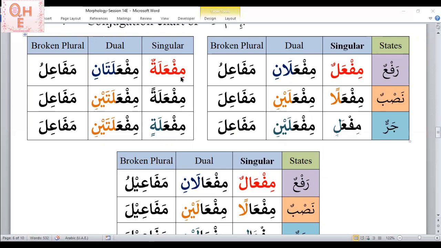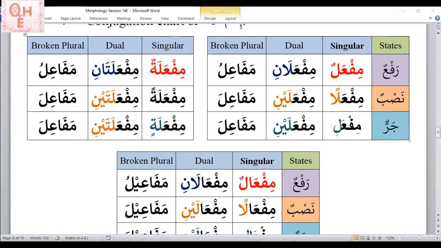Now for the next pattern, mif'alatun, mif'alatani, mafa'ilu. For nasb, mif'alatan, mif'alataini, mafa'ila. For jar, mif'alatin, mif'alataini, mafa'il.